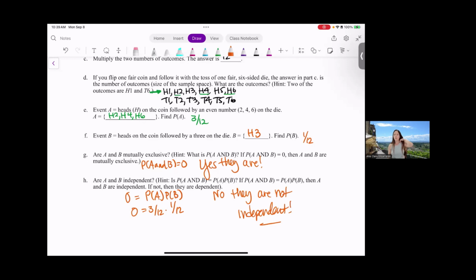All right. Hopefully you enjoyed the exploration into independence and mutually exclusive events. We are going to move on to another round of probability questions now.